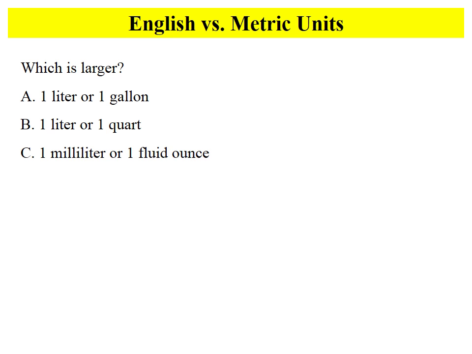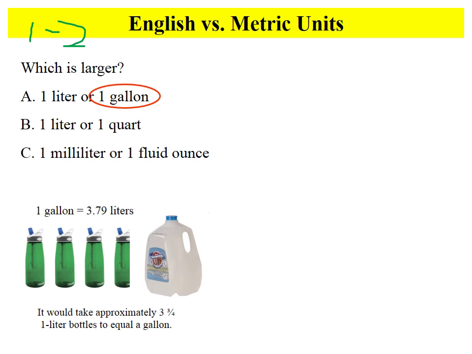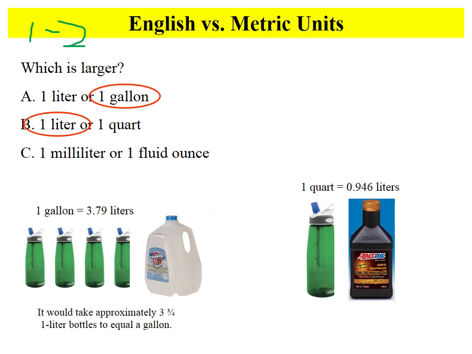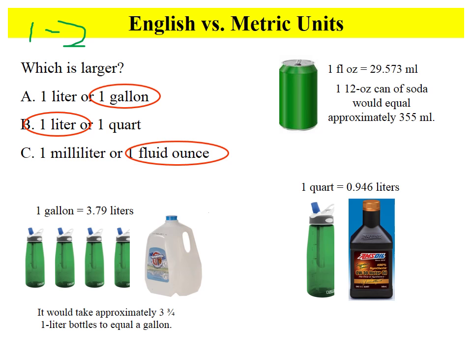So this first section answers numbers 1 and 2. As for which is larger, your paper says longer, it should be larger. For the first part, 1 liter or 1 gallon, 1 gallon is larger. For the second part, a liter or a quart, 1 liter is bigger. And then for part C, 1 milliliter or 1 fluid ounce, 1 fluid ounce is larger. So this is number 1 here.